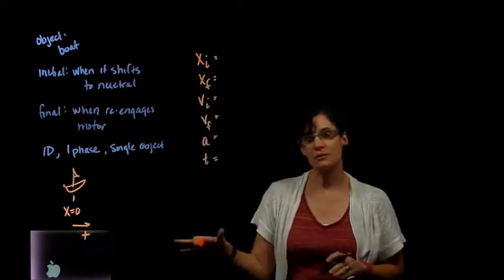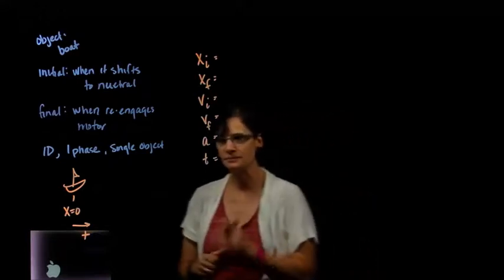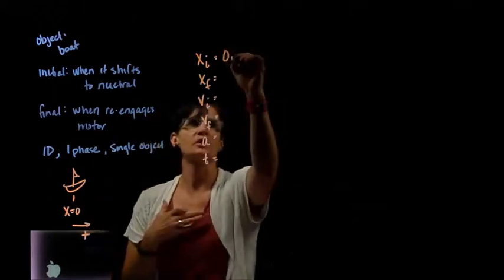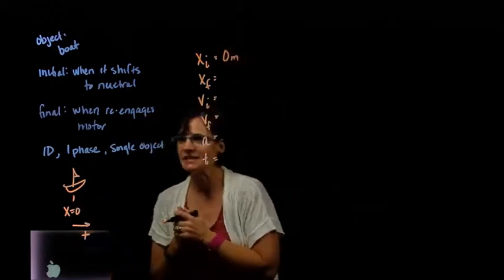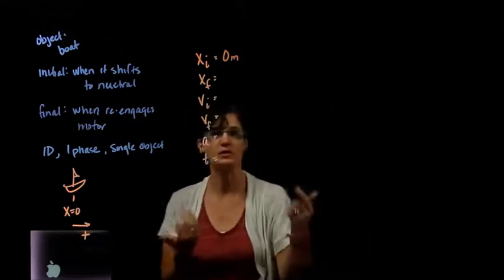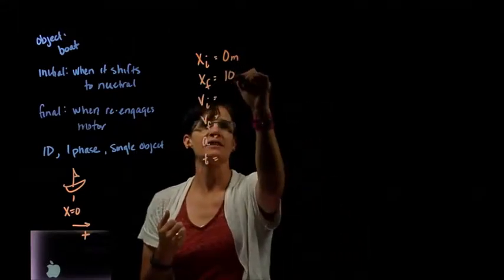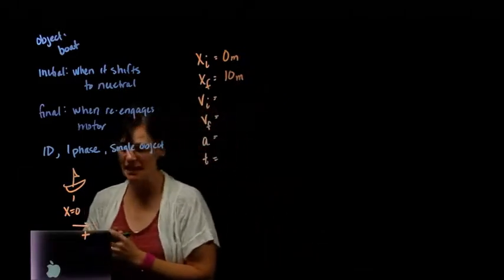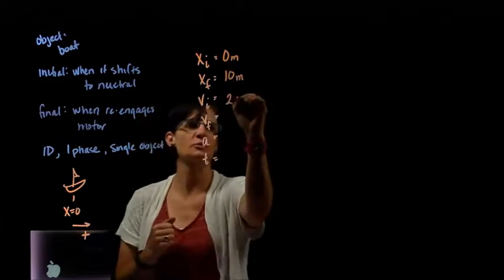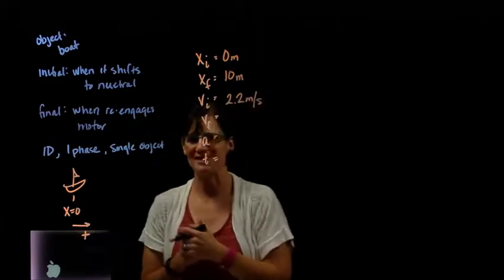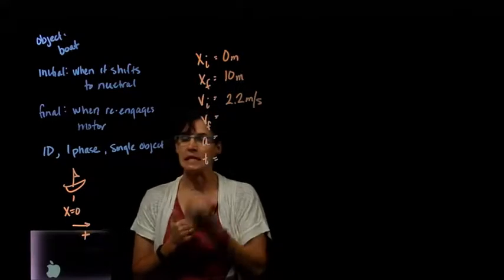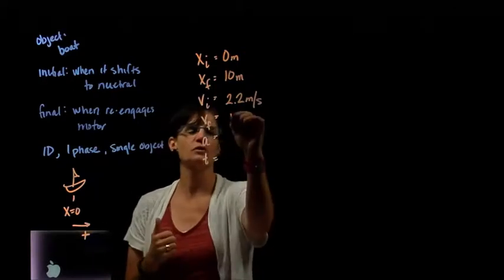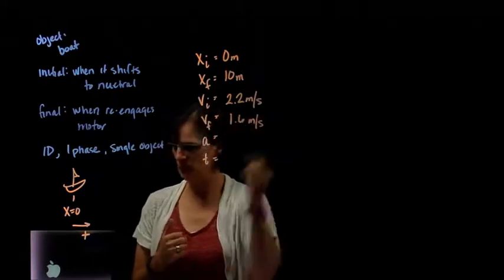So let's use the information in the problem to fill in our list. Initial position, well, I've defined that. I chose that to be the origin, so our initial position is at 0. It does say it re-engages after 10 meters, so at the end, we are at 10 meters. Our initial velocity: it says that the boat is cruising at a constant velocity of 2.2 meters per second when it goes to neutral. When it re-engages the motor, it says it's traveling at a reduced speed of 1.6 meters per second.